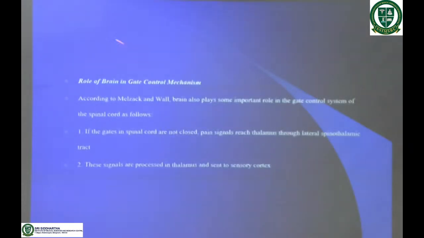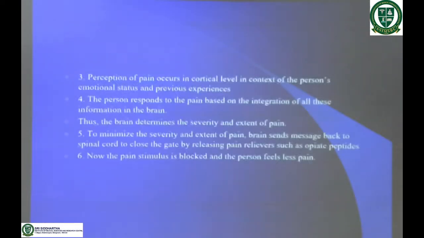Next, role of brain in the gate control mechanism. According to Melzack and Wall, the brain also plays an important role in the gate control system of the spinal cord as follows. If the gates in the spinal cord are not closed, pain signals reach the thalamus through the lateral spinothalamic tract. These signals are processed in the thalamus and sent to the sensory cortex. From there, the perception of the pain occurs at the cortical level in the context of the person's emotional status and previous experiences.